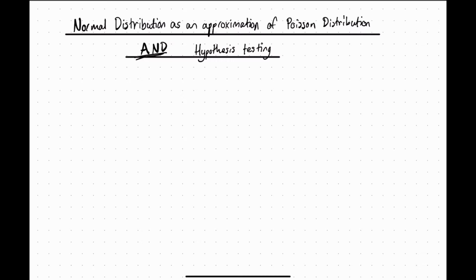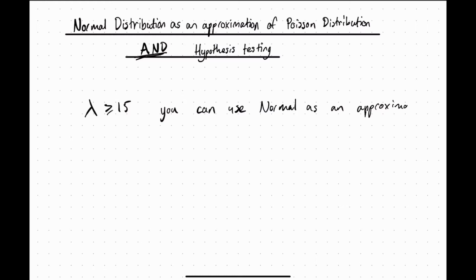If you look at page 224, they love to show the proofs in the textbook, and I love the fact that they show the proof because it's helpful to know where this stuff comes from. But the key thing that I found is if lambda is greater than or equal to 15, you can use normal as an approximation of Poisson.